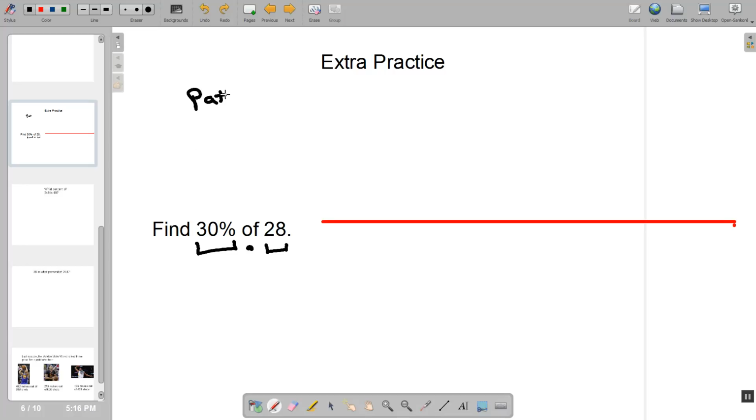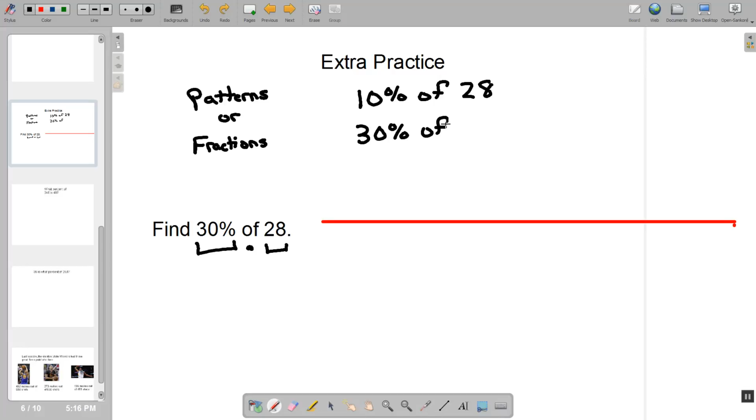The first way that I personally use all the time, if possible, is patterns or fractions. Now, patterns or fractions work really nicely if this comes from one of the fractions or percentages on our list that we've memorized. Well, we know that 30% is 3 times bigger than 10%. So what I'm going to do is 10% of 28, and then I'm going to use that information to find 30% of 28.